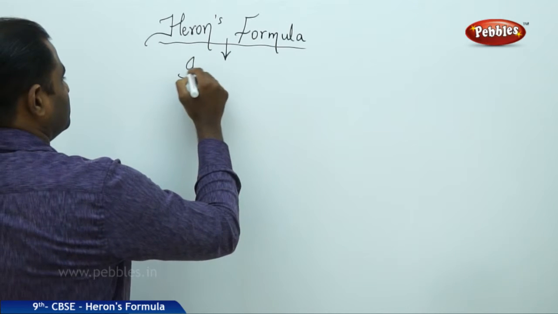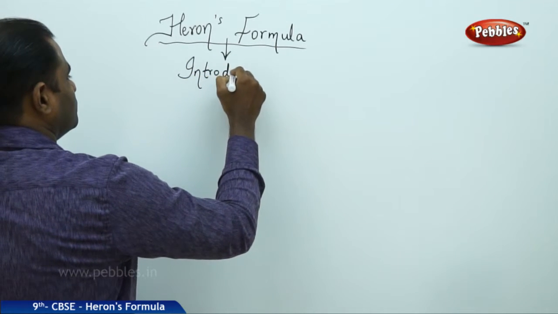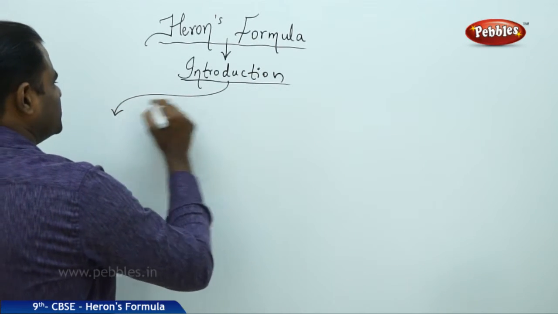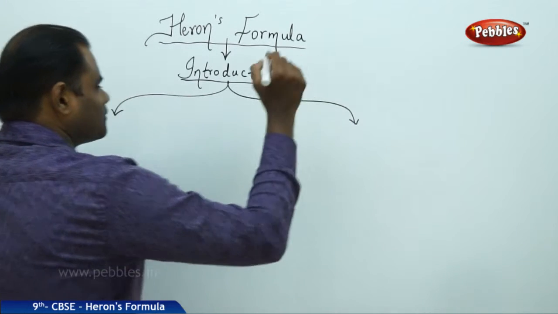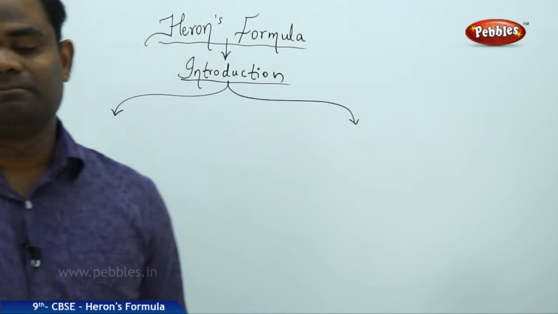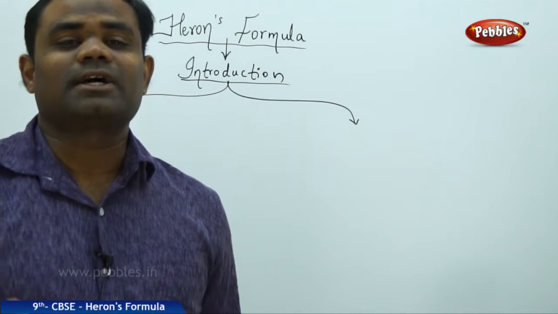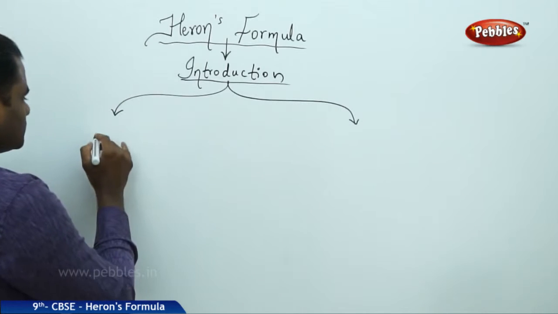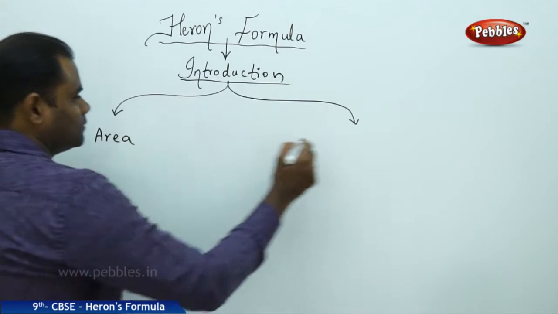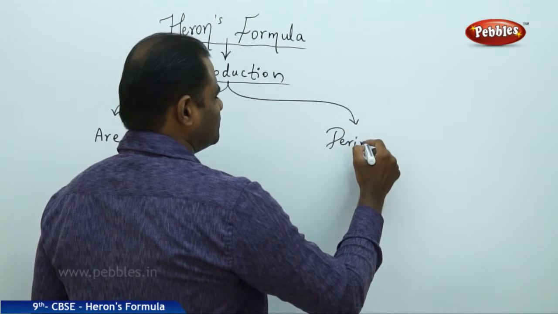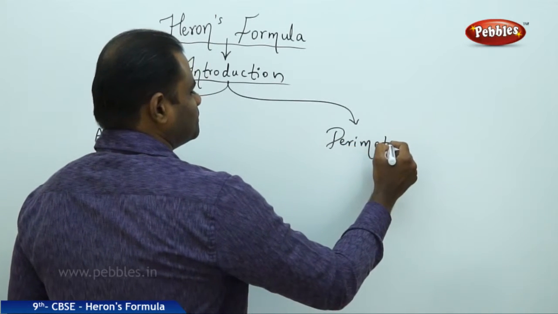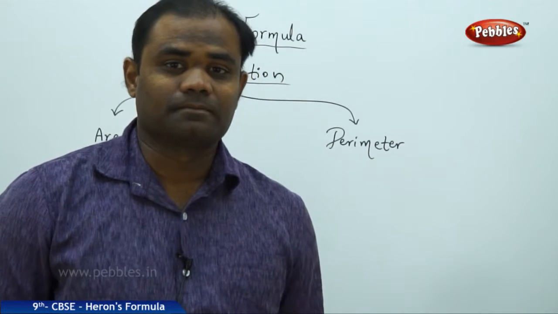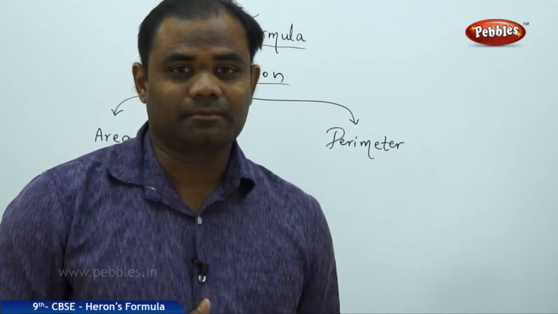So here, there are two important things we discuss when it comes to a geometrical figure. Any geometrical figure we first identify in the planar region with two important concepts. One is the area and the other is the perimeter. So what is area and what is perimeter is what we're going to discuss in the session.